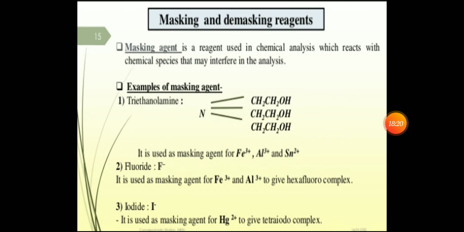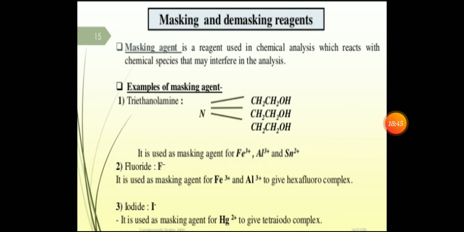Okay, then next concept is the masking and demasking agent. What is the masking agent? It is the reagent used in the chemical analysis. एक reagent है जो कि हम chemical analysis में use करते हैं, which reacts with the chemical species that may interfere in the analysis. जो भी chemical species react होता है, जो भी interference होता है, उसके लिए masking agent हम use करते हैं. वो masking agent उसके साथ react होता है.